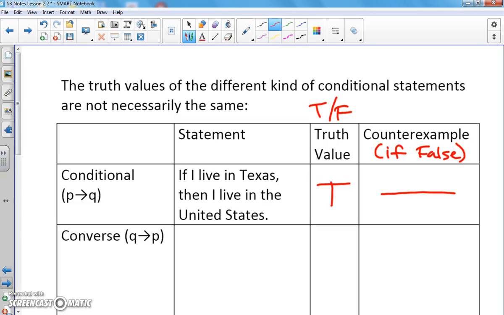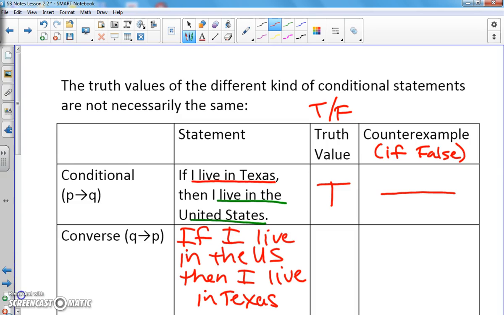So I'm going to take my hypothesis and my conclusion, and I'm going to flip them. So now this would read, if I live in the United States, then I live in Texas. Since this is not always true, we're going to have to call this one false. As far as a counterexample, your counterexample should be specific. We're not going to say something like, I could live somewhere else. We're going to choose one specific place to say this person is a counterexample.